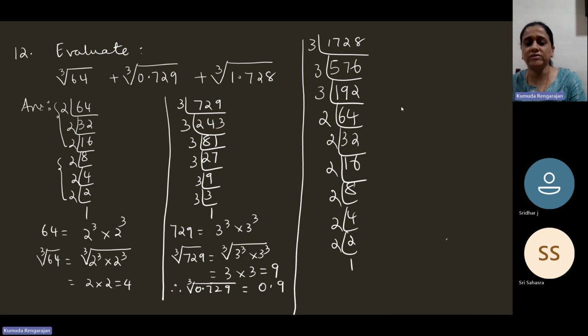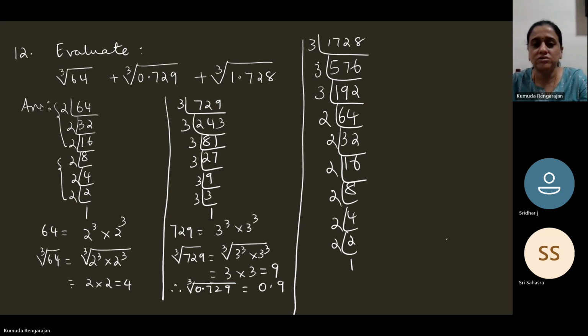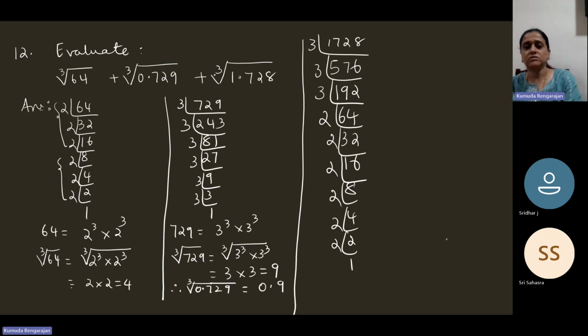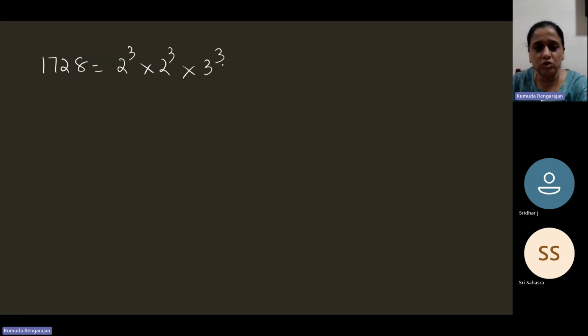So what is 1728? Take the next slide. What is 1728? It is equal to 3 cubed, 2 cubed, and 2 cubed. It's 2 cubed into 2 cubed into 3 cubed. Now to find the cube root, we should take cube root on both the sides. Or you can write this step again also.